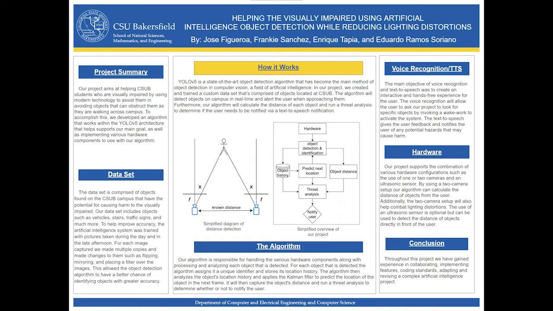As for our dataset, it is created with objects found in CSUB. The dataset includes objects such as vehicles, stairs, traffic signs, and much more. To help improve accuracy, we trained the algorithm with images taken during the day and late afternoon. We captured multiple copies of each image and made changes to them. For example, flipping, mirroring, and placing a filter over the image allows the object detection algorithm to have a better chance of identifying objects with greater accuracy.